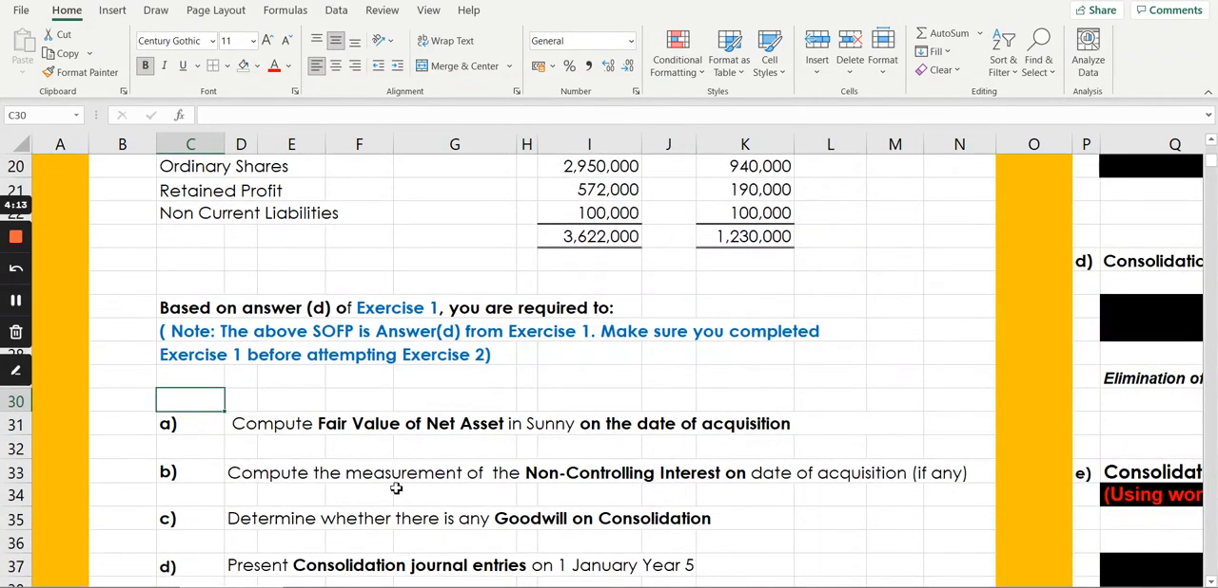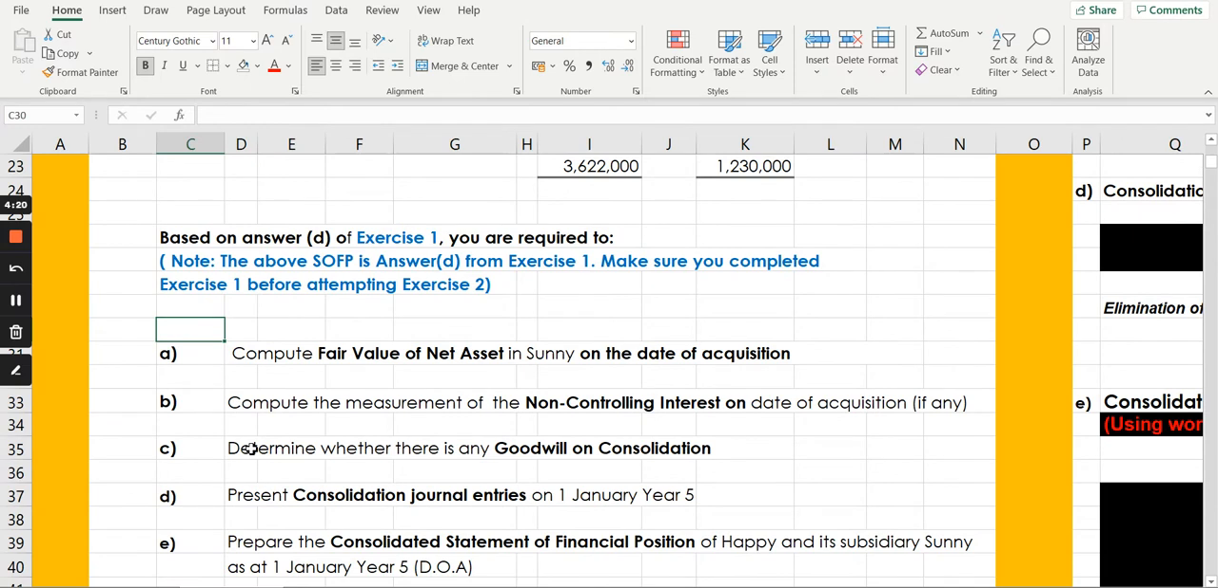Second, you are asked to compute the measurement of the non-controlling interest. This is a step you need to do before you can prepare the consolidated financial statement. You also need to determine whether there is any goodwill arising or any bargain purchase arising. Third, you need to present the necessary consolidation journal entries. In this particular example, there is no intercompany or intra-group transaction yet.